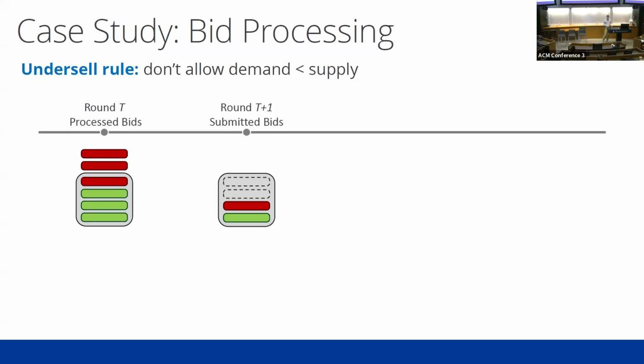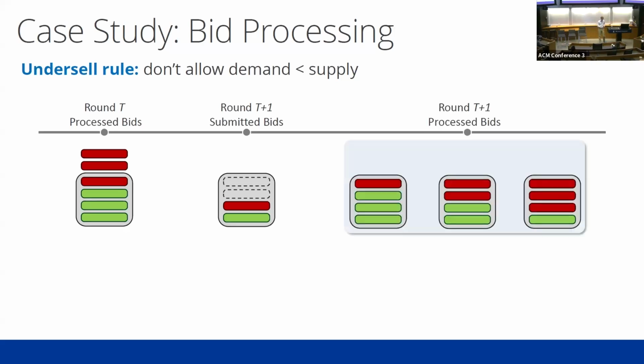And then in round T+1, they both submitted bids asking to drop some of their demand. They both asked for 1 license rather than 3. And according to the undersell rule, we can't fulfill these bids. That would give us demand less than supply. So we can do one of 3 things. We can either fulfill one of the bidder's bids completely. So on the left, we could let the red bidder's drop go through and leave the green bidder holding a demand of 3. Or we could do the opposite. We could let the green bidder's drop go through and leave the red bidder holding 3. Or we could partially process both of their bids and leave them both holding 2.